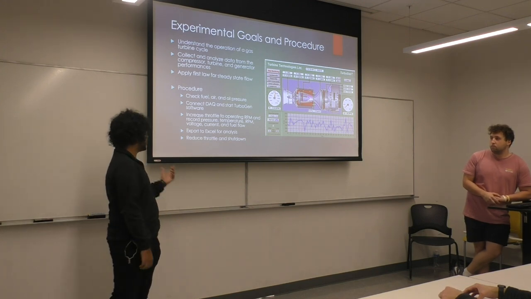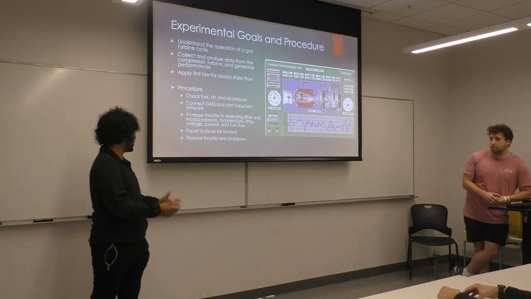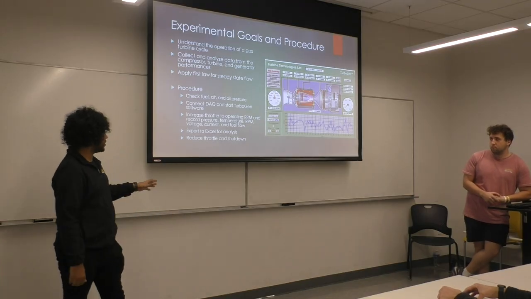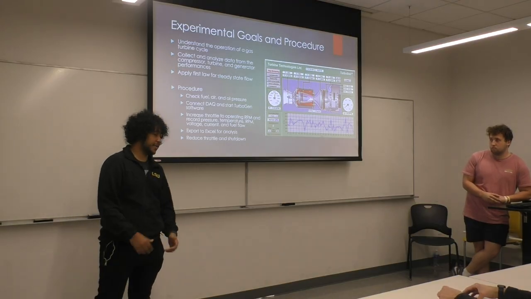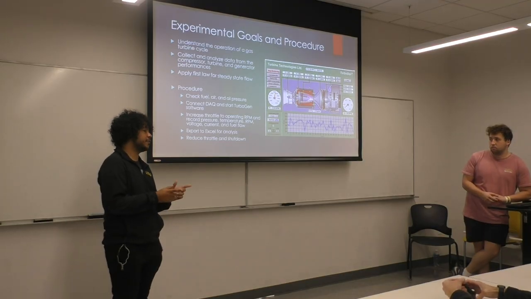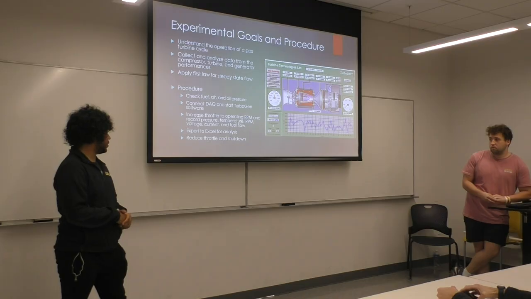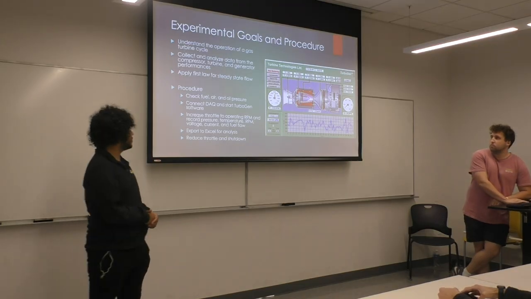So for the procedure, we had to check the fuel, air, and our oil pressure. That was a mess. And then we had to do a bunch of safety stuff and connect the DAT to start the turbogen software. And then we increased the throttle to operating RPM and recorded the pressure, temperature, RPM, voltage, current, and fuel flow, as well as the power. And we put it into Excel for analysis, and then shut down the experiment.